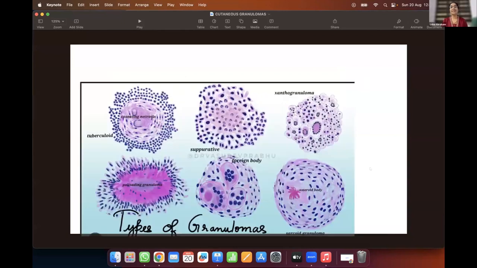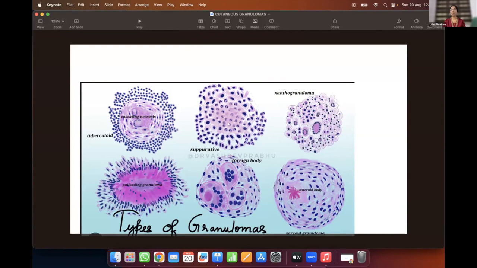Now this is a pictorial representation of the different types of granulomas that we are going to learn today. The first one is the tuberculoid granuloma, wherein you see central caseous necrosis. Caseous meaning cheese-like. This pink eosinophilic cheese-like necrosis is seen in a tuberculoid granuloma. Sometimes you may not see the caseous necrosis. It's not a hard and fast rule, but if it is seen, then it favors tuberculosis. Along with the caseating necrosis in the center, you see the Langhans type of giant cell, surrounded by a peripheral rim of mononuclear cells.